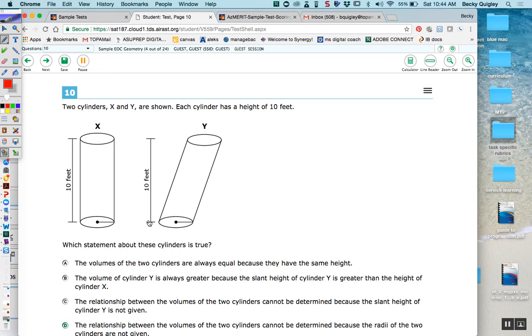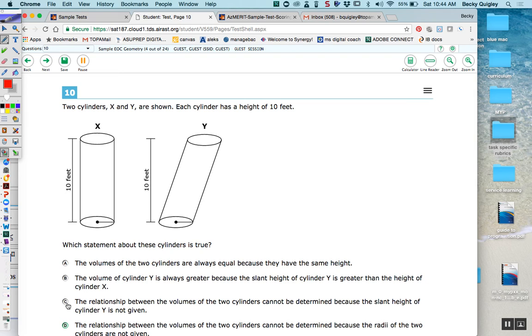So the volumes would be the same, but the way it's oriented would be slightly different. But again, those radii have to be equal to each other, and the height would have to be equal to each other, and not the slant height, the actual height of the figure. So you can see that the heights are equivalent to one another. They don't tell us anything, though, about the radius. So A doesn't work because the radii have to be equivalent as well.